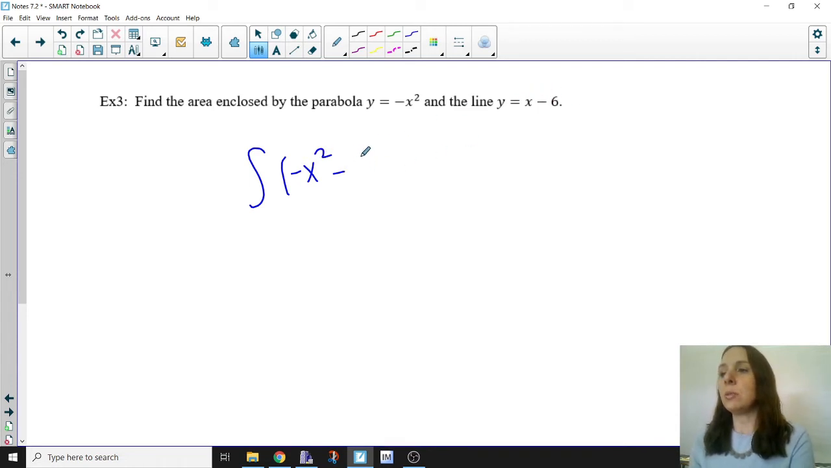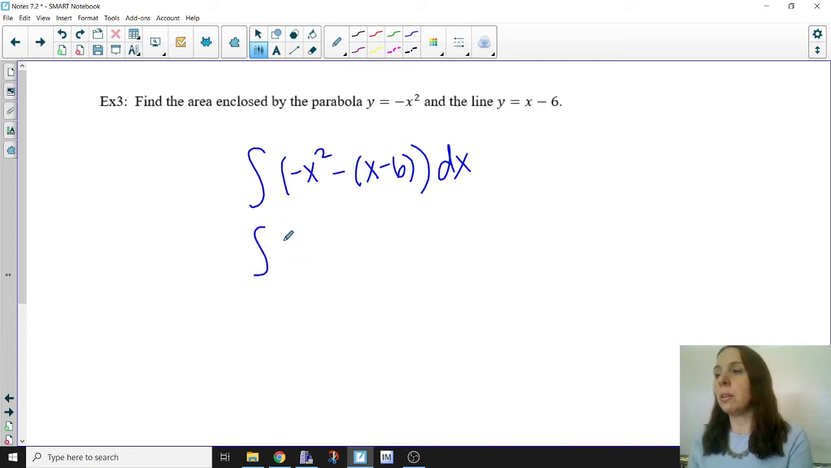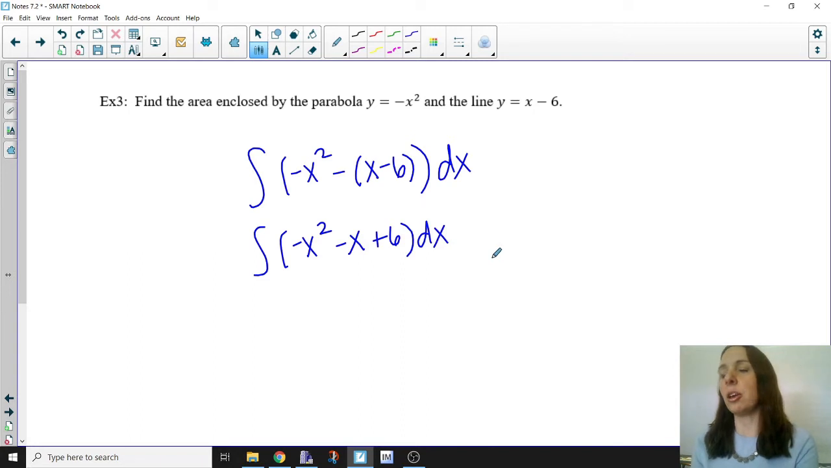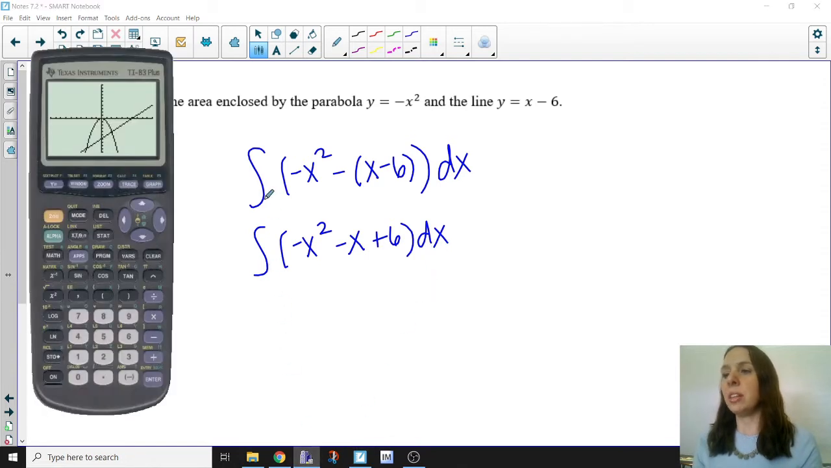You need to either write an extra set of parentheses around those two terms, or you could distribute right away and say that's minus x plus 6. So, little things to make sure you know about algebra here. But the other big thing here is that we don't know the points of intersection, do we? We need the limits of integration, and we're going to find those from the points of intersection here.